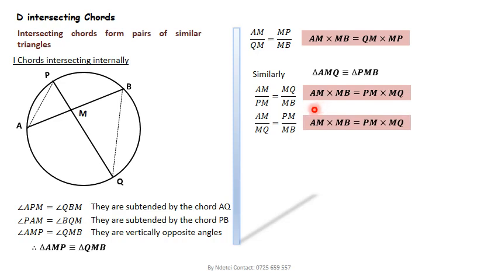And that tells you that if two chords are intersecting internally, then we can get the fourth dimension if we have three dimensions, as I said earlier. We turn to an example.